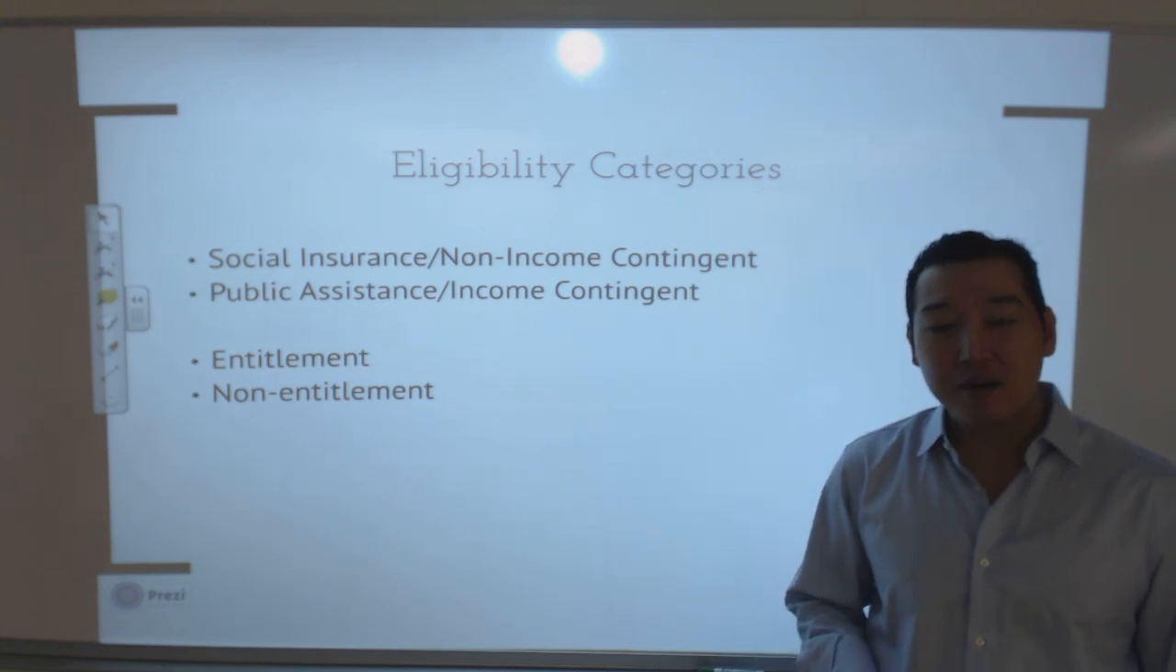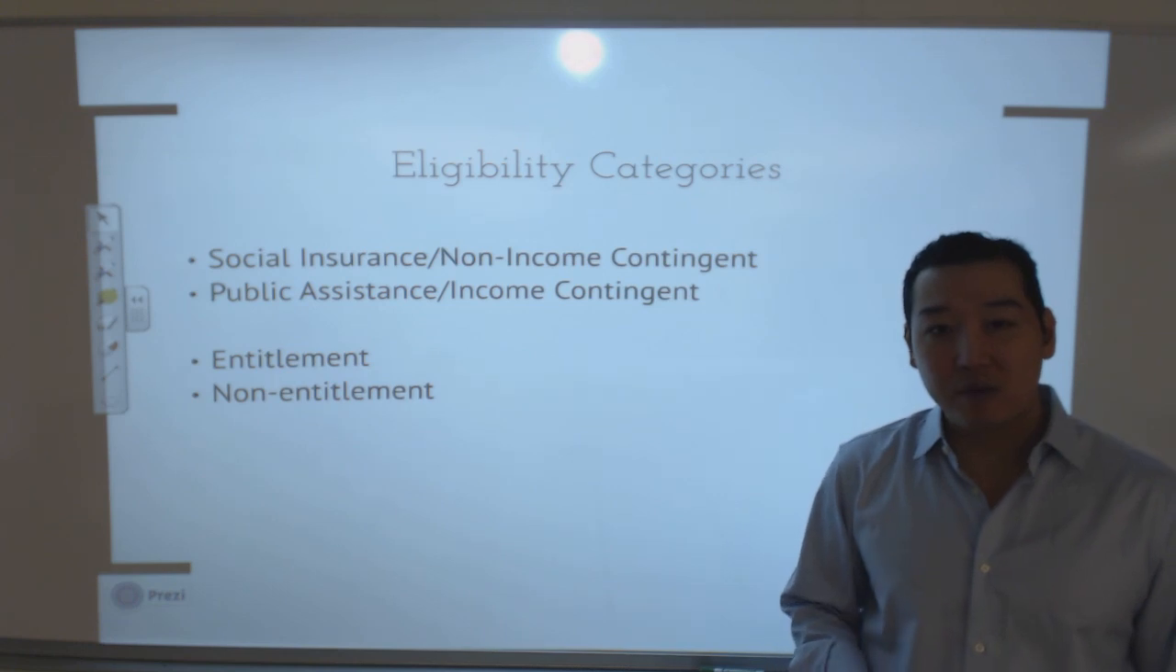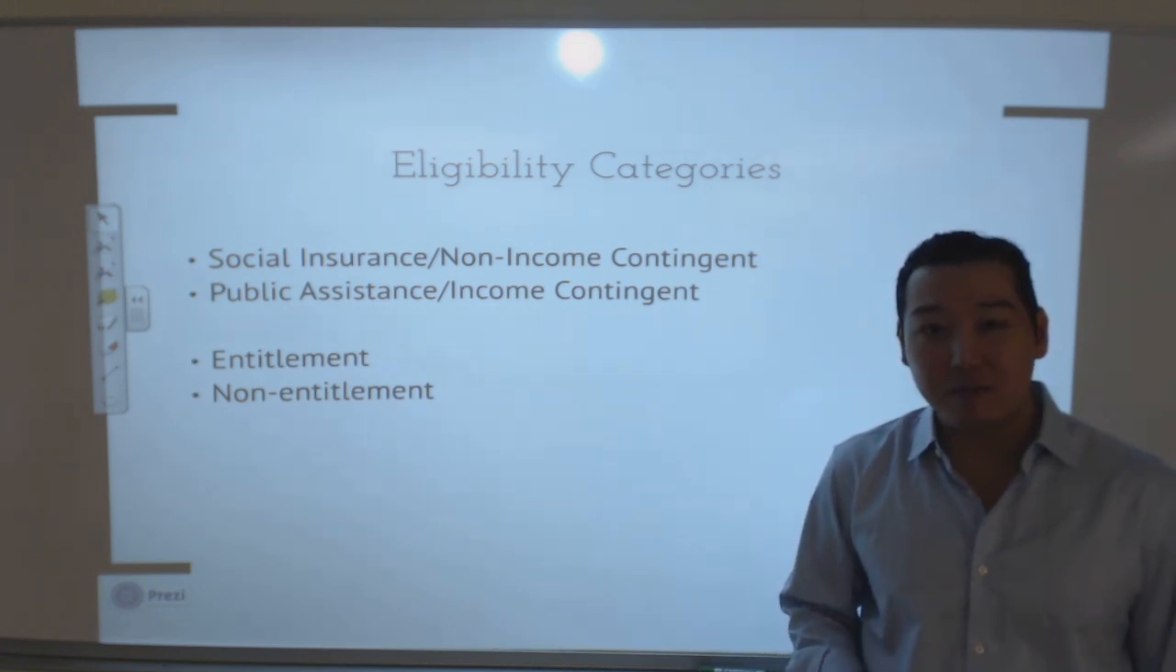Another way we classify all the different social policies is whether or not we have an entitlement program or a non-entitlement program. This is typically among just public assistance programs. Some public assistance programs are entitlement programs and others are non-entitlement.